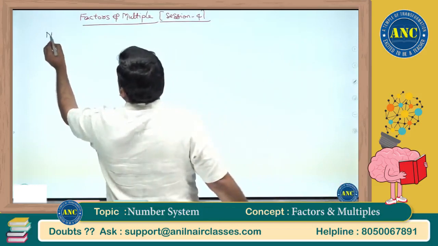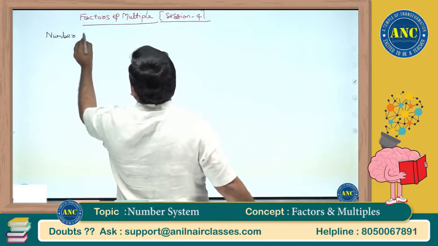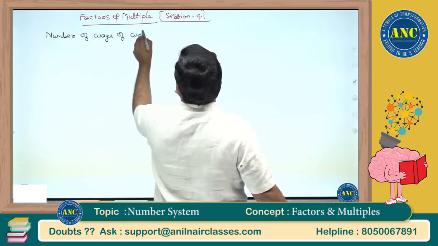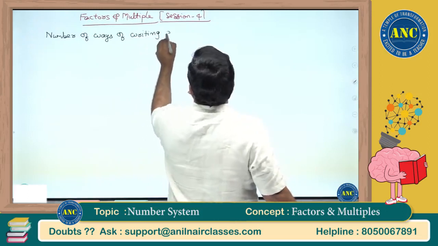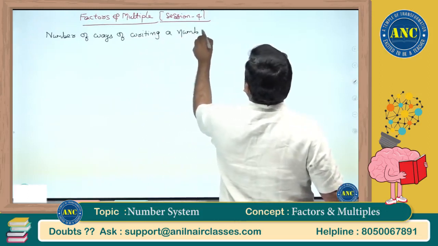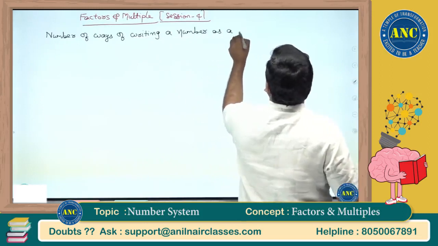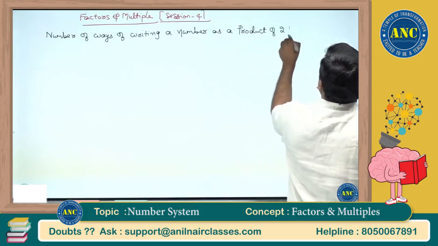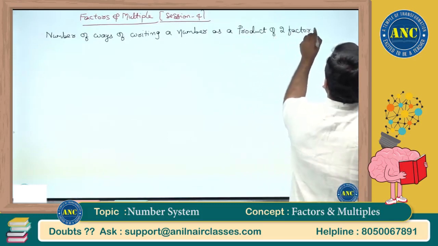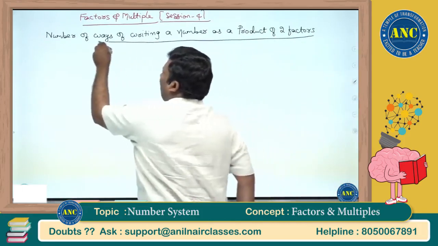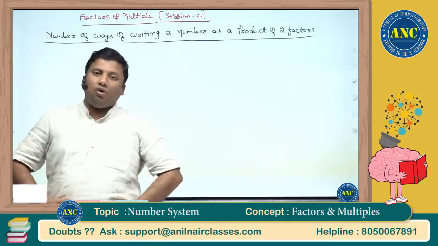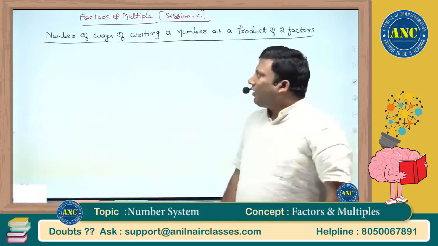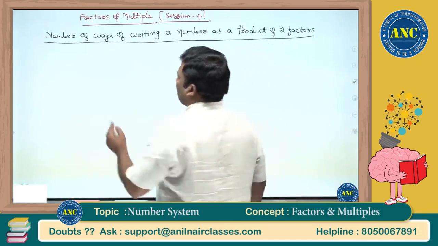Number of ways of writing a number as a product of two factors. The entire class is based upon this concept. The factors could be natural numbers, or the factors could be integers. We will discuss the entire types of the number of ways of writing a number as a product of two factors.